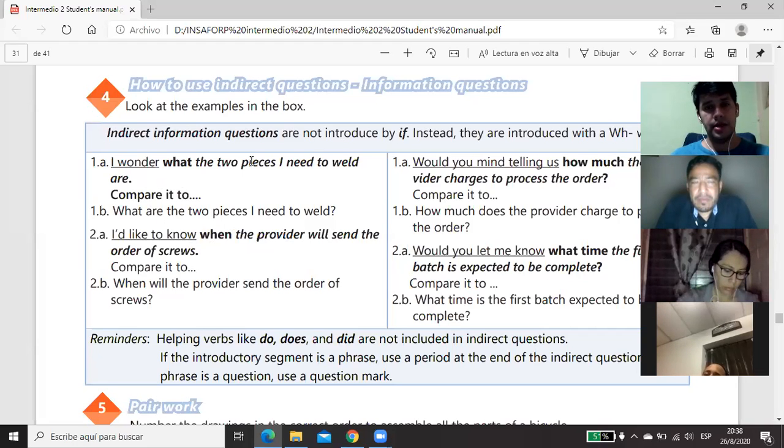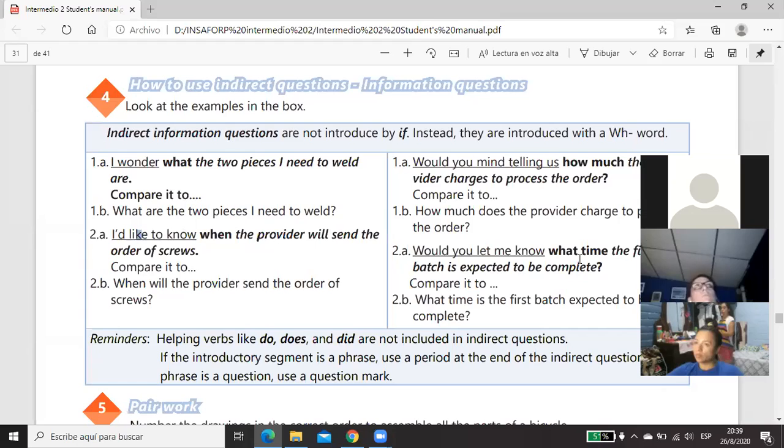Like, I need to know what the pieces I need to weld are. And compare this to this: what are the two pieces I need to weld? All right, look at this. Can you read it, please? Can you read this one, Camilla? 2A, please.